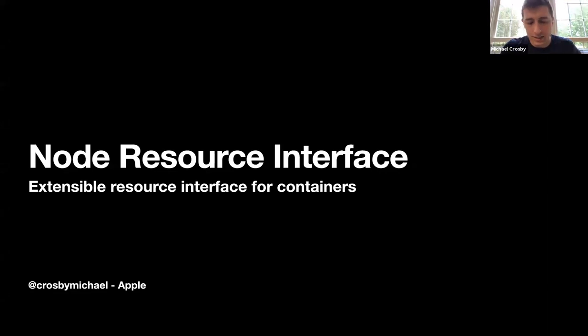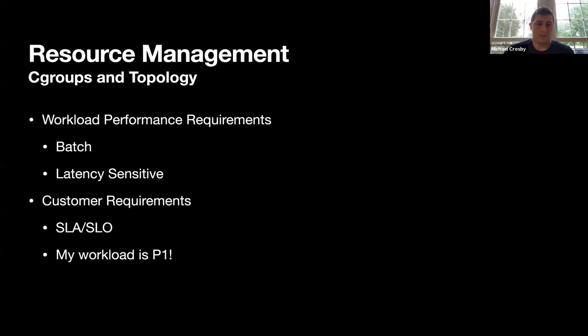Are you able to see the slide deck? Yep. Okay. So this is the first time I've presented this to anyone, so you all are the first stop in showing what I've been working on. Right now it's called the Node Resource Interface, an extensible way to manage resources for containers. The entire problem is that we have resource management, specifically cgroups and topology on the system. We have different workload requirements: batch workloads, latency sensitive workloads. Customers have their own SLAs and SLOs, or you have different classes of workloads like P1, critical, it always needs to run, all the way down to batch, which would probably be classified as P3, P4, things like that.